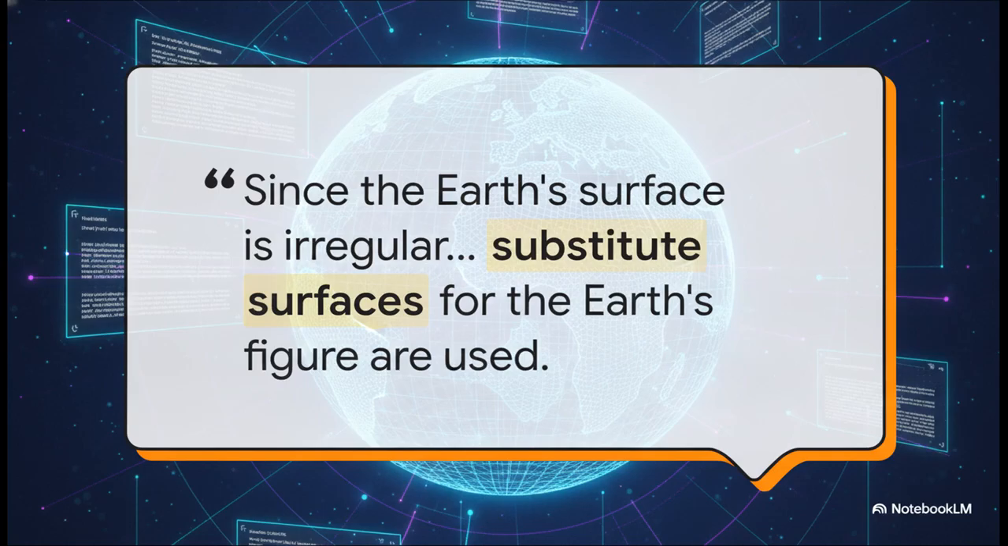Which brings us to this elegant quote from the text that beautifully summarizes everything we've unpacked today. "Since the Earth's surface is regular and not strictly mathematically describable, physical or mathematical substitute surfaces are used." I mean, that really is the core thesis of this entire explainer. Every single paper map, every digital GIS application, and every GPS system you use is ultimately an elegant, highly calculated compromise between the messy, complex physics of our planet and the clean, smooth predictability of mathematics.